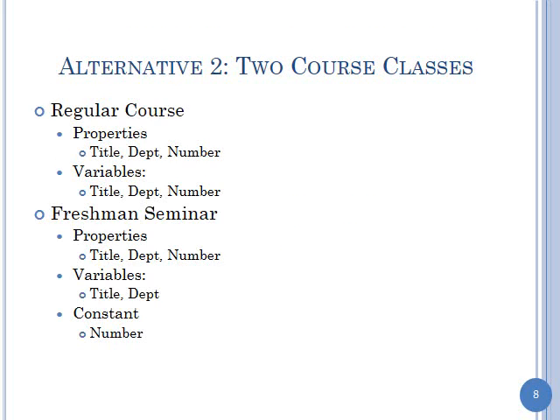Another alternative is that we could have two course classes. They all have the same interface, so the same properties. In the case of a regular course, I do indeed have these three variables. But in the case of a freshman seminar, my title and department are two variables, and my number is a named constant. A named constant is something that is just created once for all instances of that class. So it's not a variable that you store in each object.